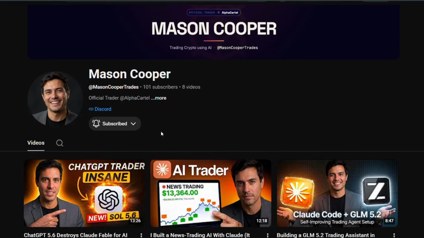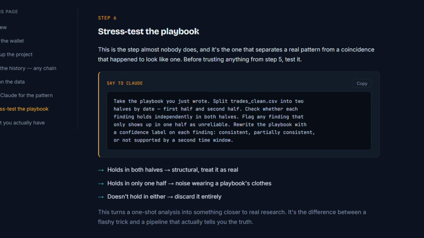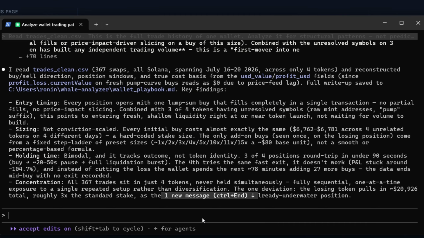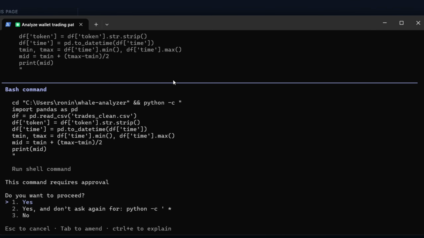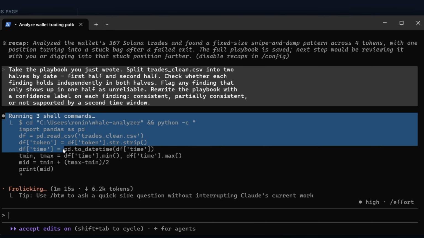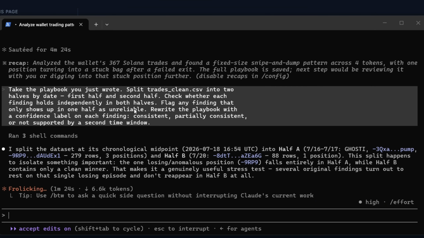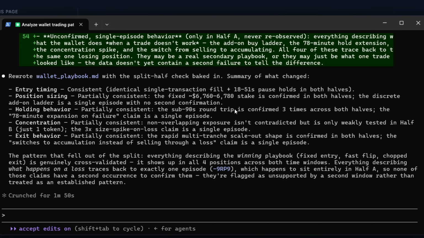Now here's step 6, and this is the part almost nobody does. And it's the one that actually separates a real pattern from a coincidence that happened to look like one. A finding that only shows up when you look at the whole history at once isn't necessarily structural. It might just be noise that happened to line up. So before we trust anything from step 5, we stress test it.